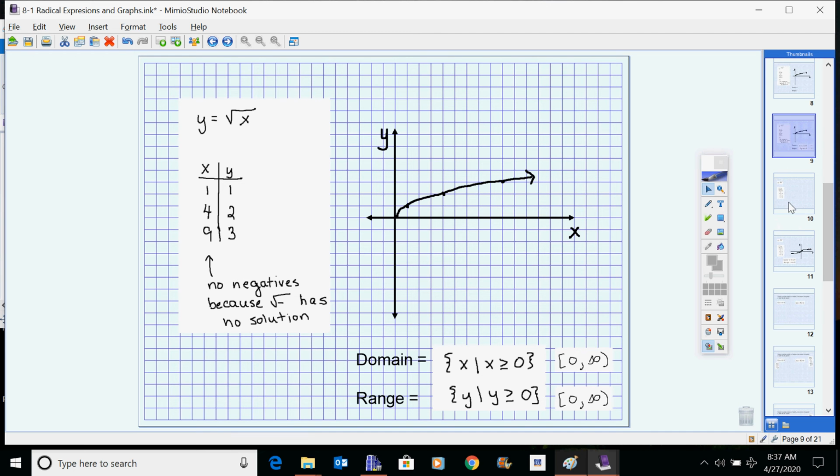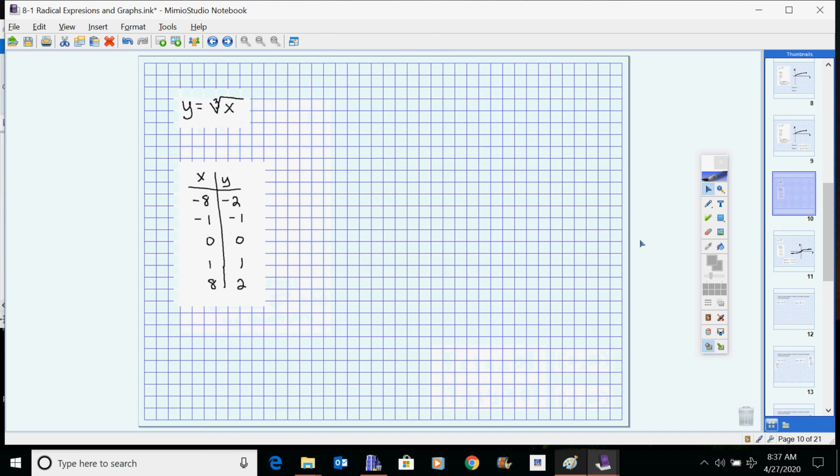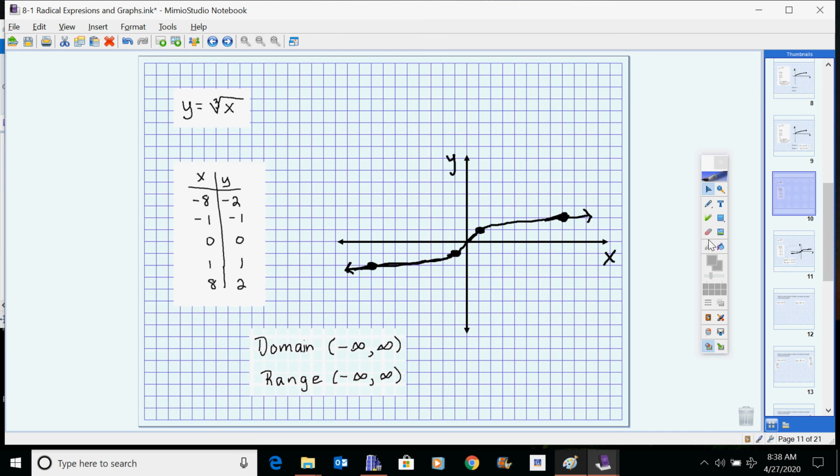But I want to look at another basic function, which is your cube root function, since this is our lesson today with the radical expressions. Here are the perfect cubes with their cube roots, and when we graph them, what we find is that we have something that looks like this. It's more stretched out than a parabola. 0, 0 is a point, but our domain and our range are both negative infinity to infinity.